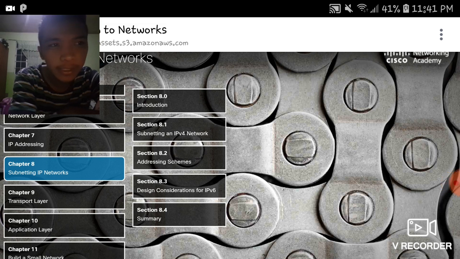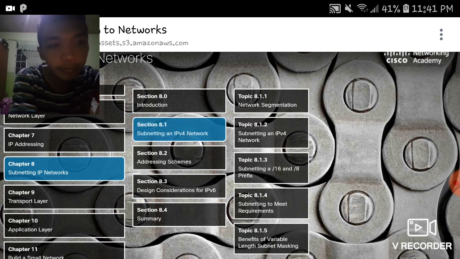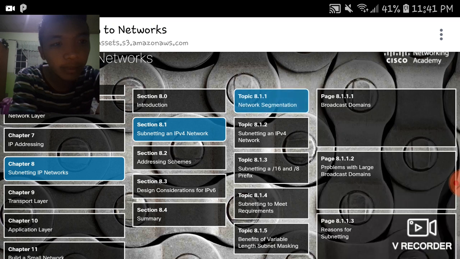So I will summarize chapter 8 version 2.0. Chapter 8 is entitled Subnetting IP Networks, Network Segmentation.